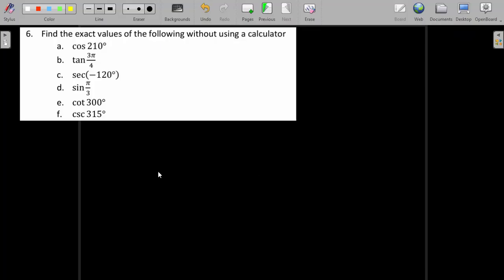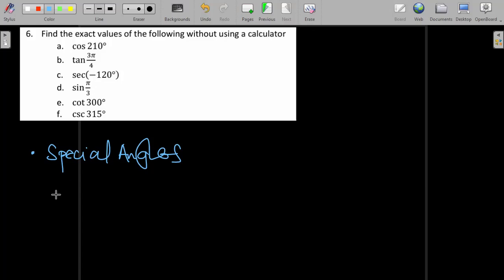Welcome to this video. In this lesson, we are going to learn how to evaluate trigonometric ratios without using a calculator. You need three things in order to evaluate these trig ratios without a calculator. The first one, you need to know the special angles for the three trigonometric ratios. The special angles being 30 degrees, 45 degrees, and 60 degrees.